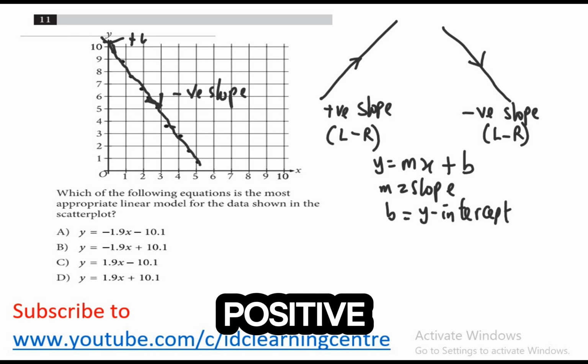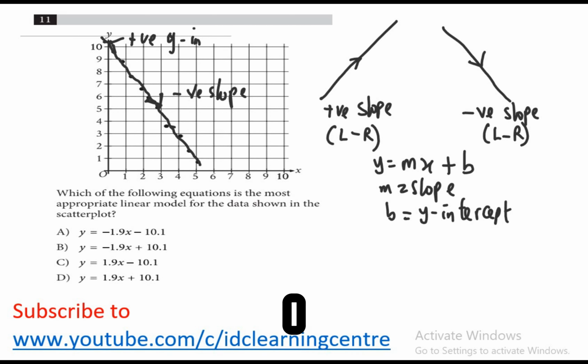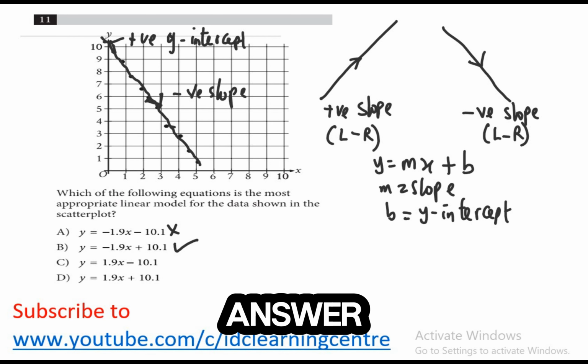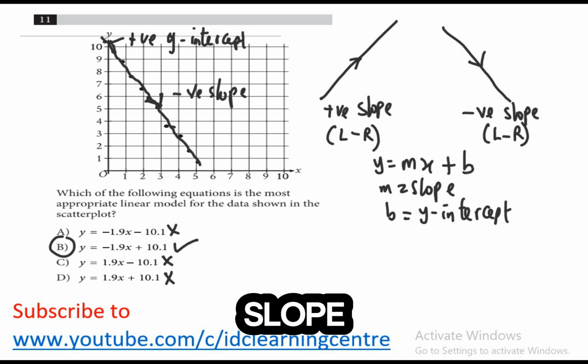So this is a positive y-intercept. I check from the options: which one has a negative slope and a positive y-intercept? Option A has negative, negative, so it's not option A. Option B has negative slope, positive intercept. Let's keep our answer. Option C, positive slope, negative intercept, not correct. And then lastly, positive, positive, not correct. So our answer is option B, negative slope and positive intercept.